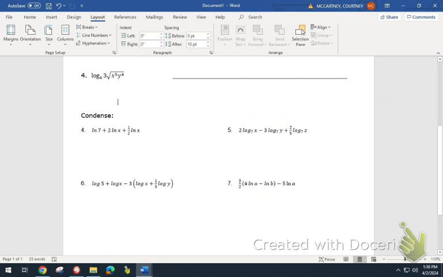I don't know. Typically, people say condensing is easier, but everyone's different. So again, you're doing everything backwards, meaning the last thing I normally do when I expand is pull the exponents in front. The first thing I do when I condense is pull the exponents back. If there's any distributing to be done, number 6, number 7, I would do that. 4 and 5, we don't have any of that, so we'll just jump right in.